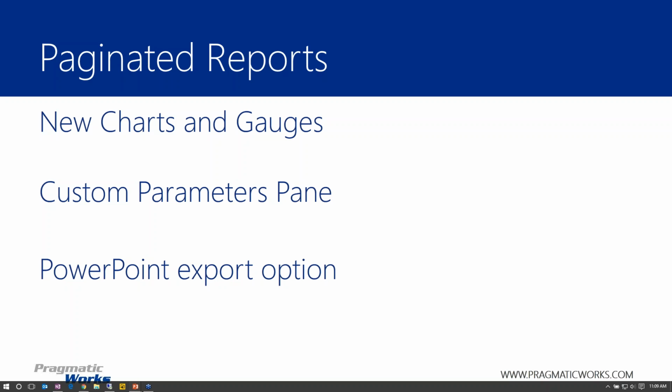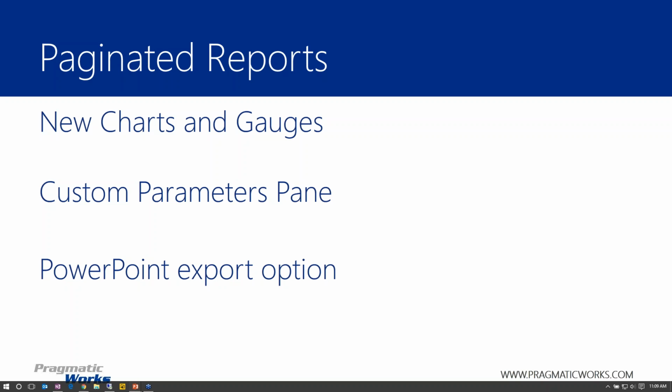So some other improvements we have for paginated reports, we have some new charts and gauges. They introduced a couple new ones. For instance, there's a starburst and there's a tree map report. Upgrades to some of the gauges. Those are some cosmetic changes there. One of the big ones that people like a lot is the fact that we have a custom parameters pane now, and hopefully in the demo, time permitting, we'll get to that too.